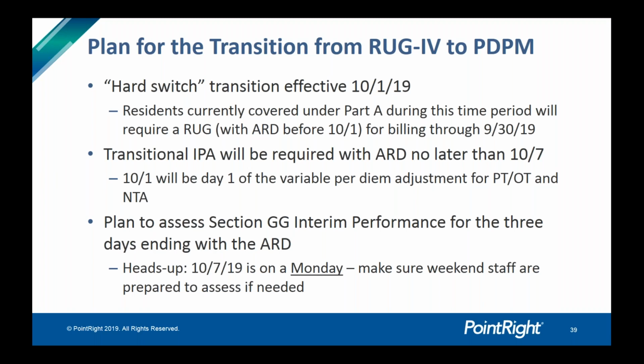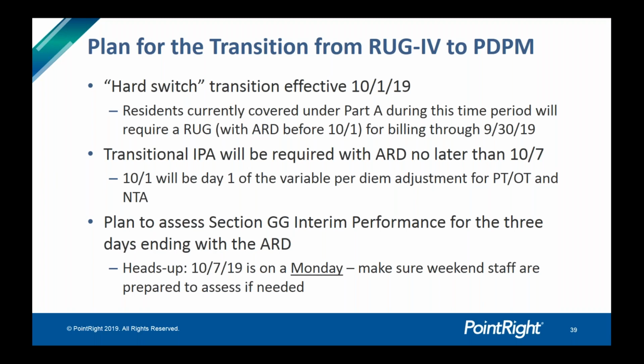So make a plan, make sure that you have the tools in place and the competency there to assess the Section GG interim performance, because you're going to have to do it on the first IPA for those residents. And make sure that when you set that assessment reference date, people know that you need to assess the performance for the 3 days ending with the ARD.